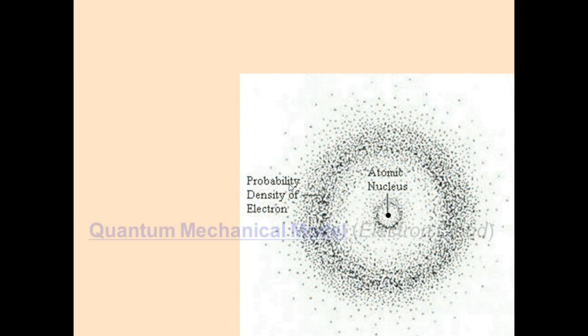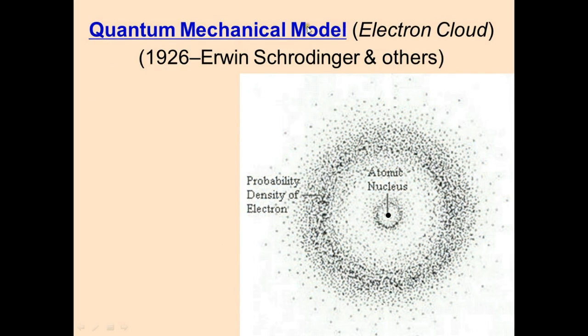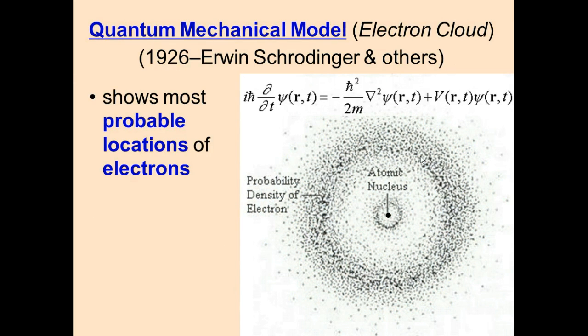So that's the whole principle why we have this quantum mechanical model, and Erwin Schrödinger and some other scientists developed this. And so basically it shows the most probable locations of electrons. So the area where there's a lot of black dots, that is where the electrons are more likely to be. And then the lighter spots, that's where electrons are not likely to be. So notice how there's one ring here, and then there's a second ring all the way over here, and they're a little darker than the other ones.